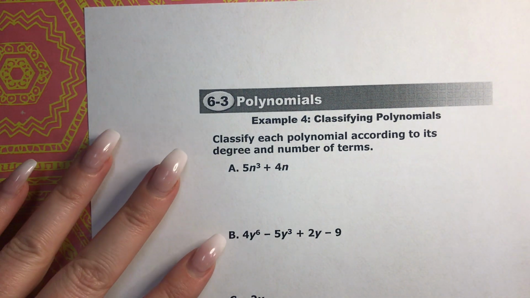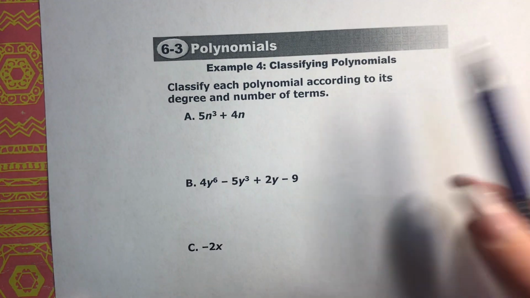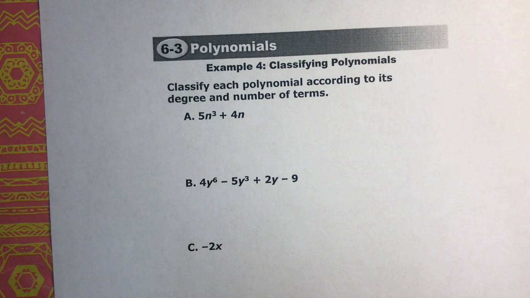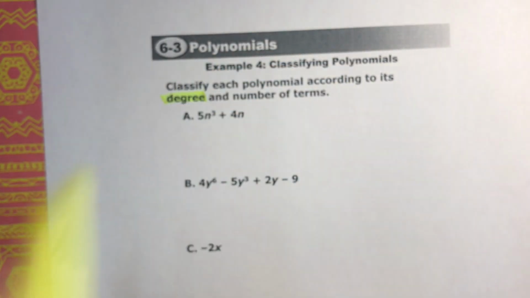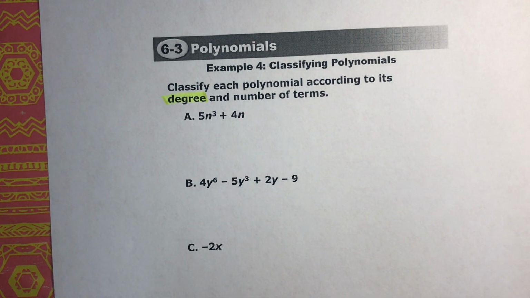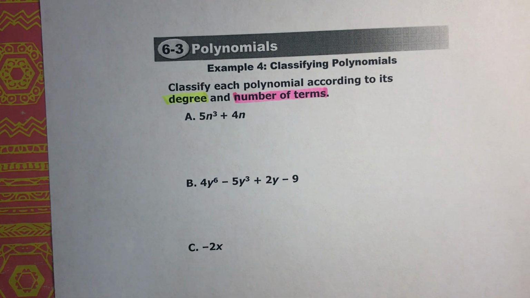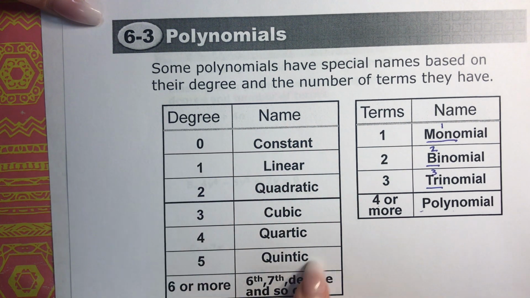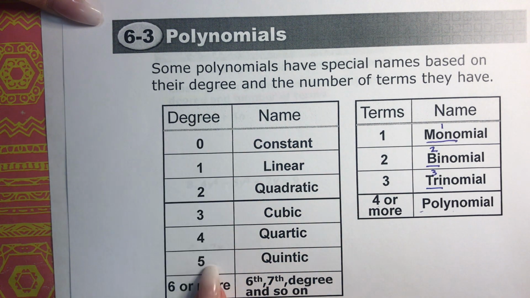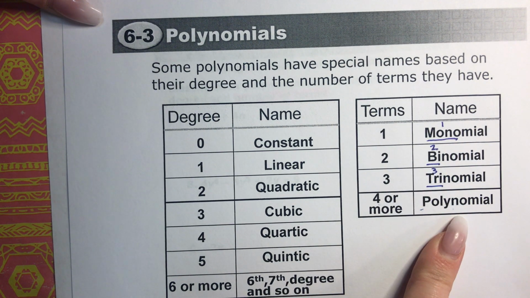So we are going to be classifying each polynomial according to its degree and number of terms. So it's really 2 things. The first is the degree, and the second thing is the number of terms, okay? So each one of these, A, B, C, is going to have a name for its degree, depending on what its degree is, and then it's going to have a name for the number of terms it has, okay?